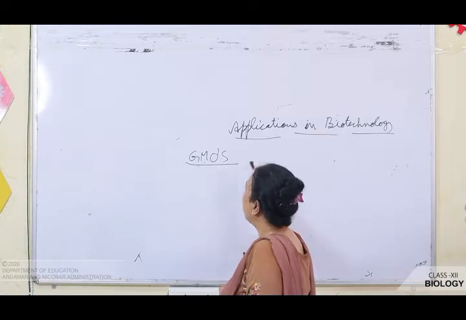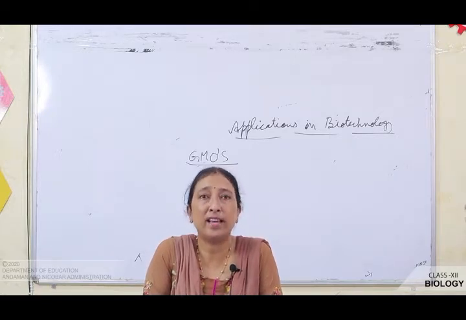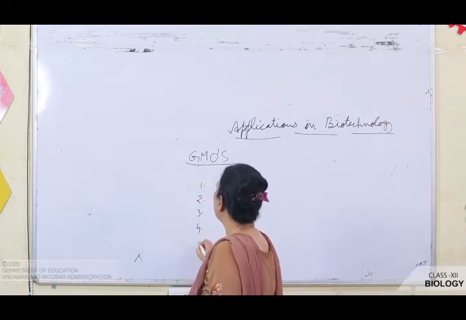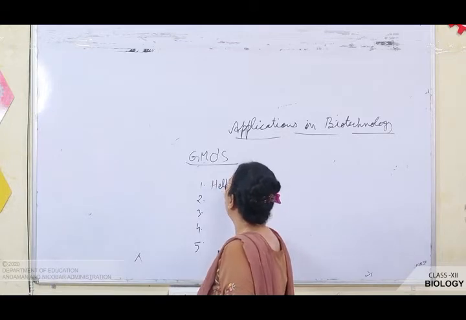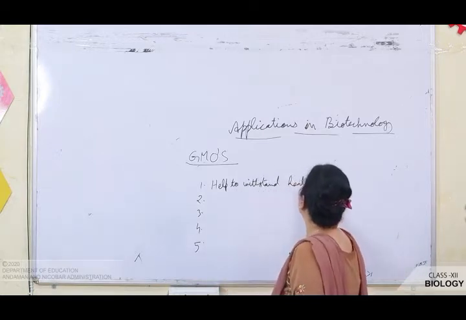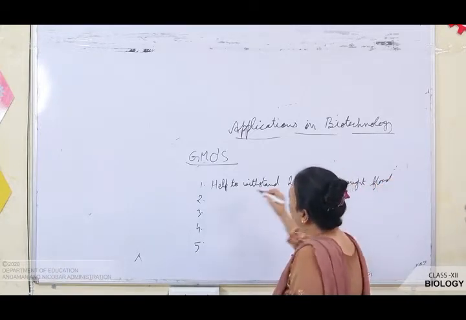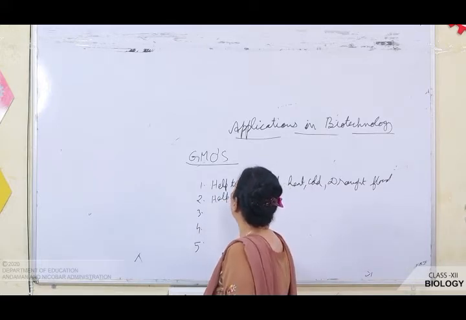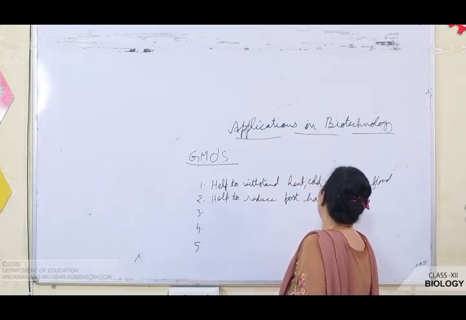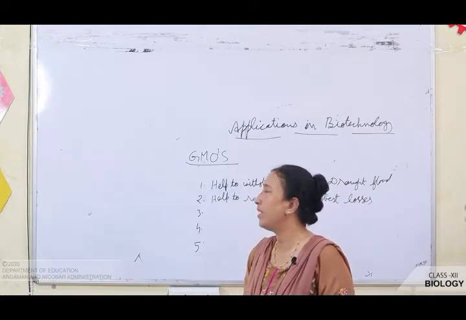Apart from that, we will see why these genetically modified organisms or genetically modified crops are used. It is used because there are at least 4 or 5 factors. First is that they help to withstand heat, cold, drought, flood. Then they help to reduce post-harvest losses.